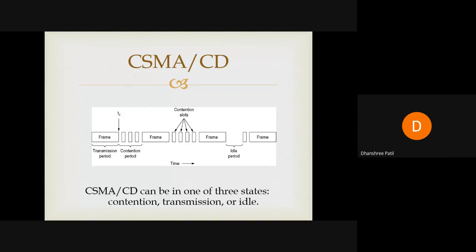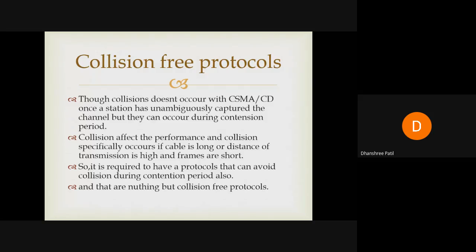The second one is the contention period, or contention slots. These are the slots where collision can occur. Because we consider it a free slot, and within this slot only the collision can occur. So the contention slots are nothing but the collision slots. And idle is nothing but the channel is free and the frame can be transmitted.